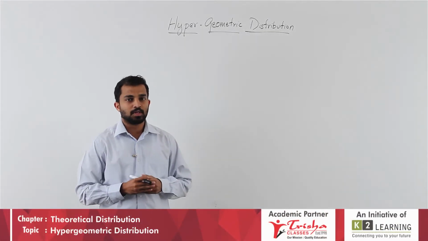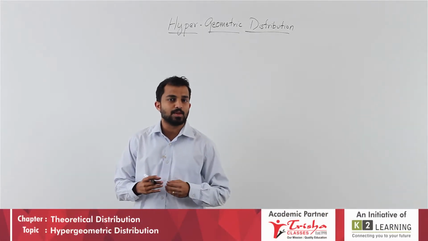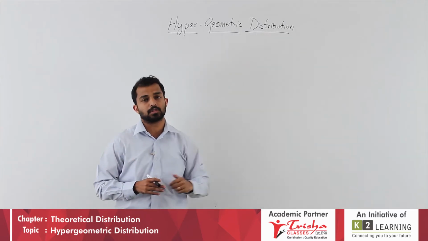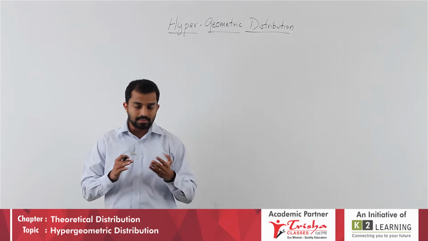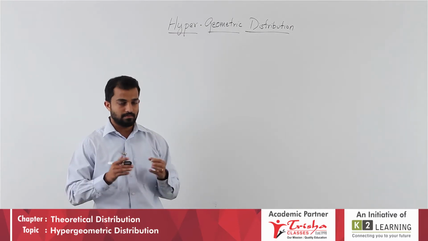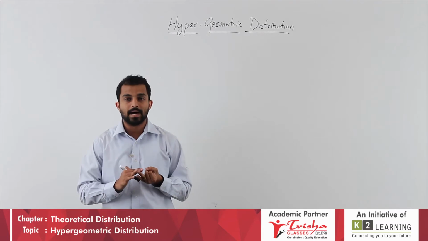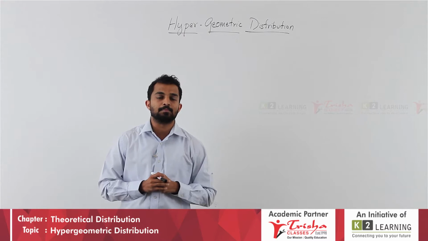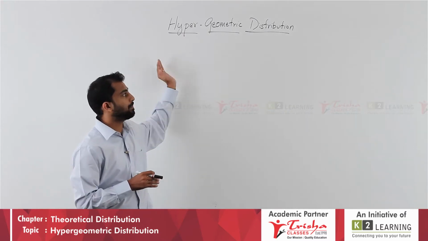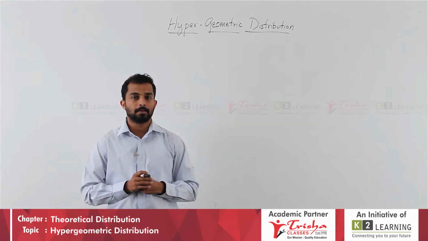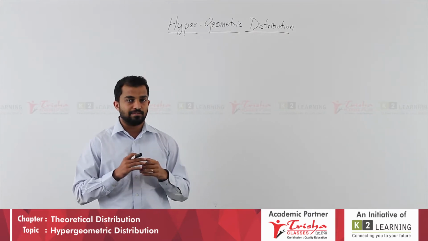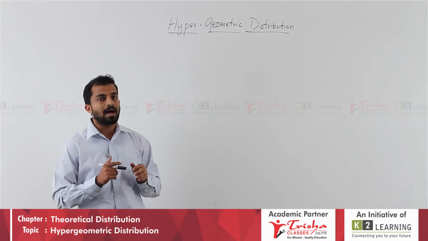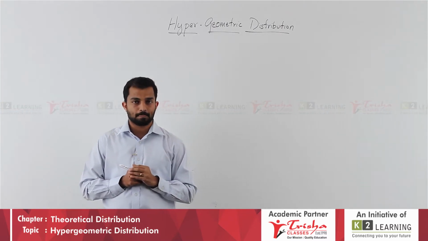Hello students, today we will be discussing another new concept called hypergeometric distribution. Under discrete probability distribution, we already saw Bernoulli, binomial and Poisson distribution. The final one under discrete probability distribution is hypergeometric distribution. Before getting to the formulas, let us at least know what hypergeometric distribution is.